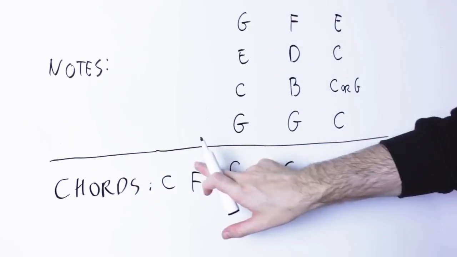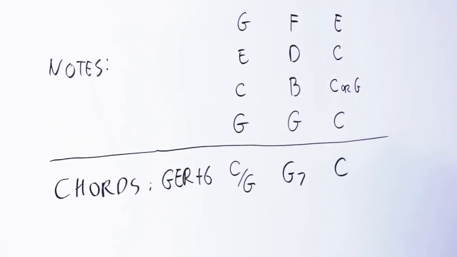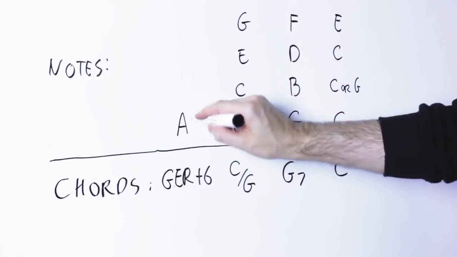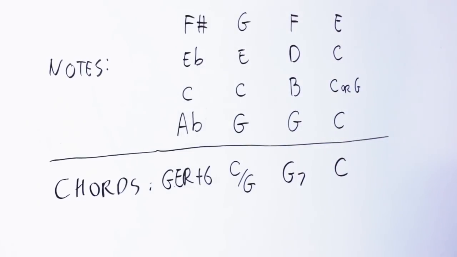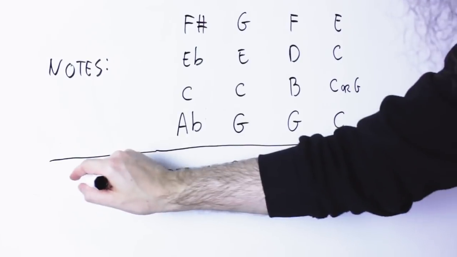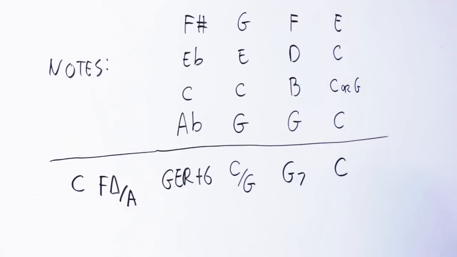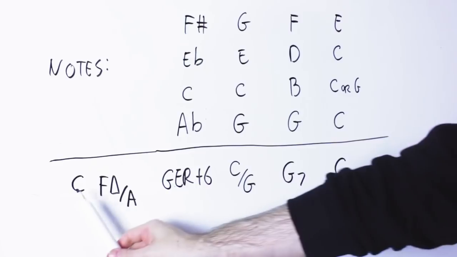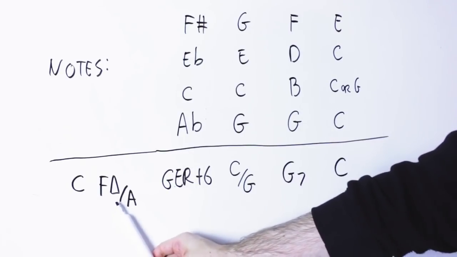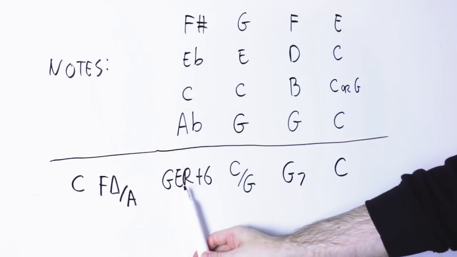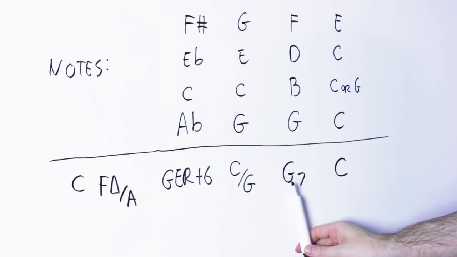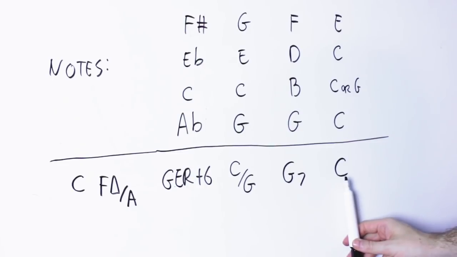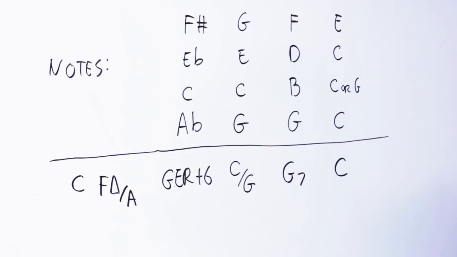If now we apply all the trickery we've seen before to create a German augmented sixth, we have C, F major 7th with a bass of A, the German augmented sixth, the C with a bass of G, the G7, and the C. It sounds great, and there is no problem, but there is a little technical snag.